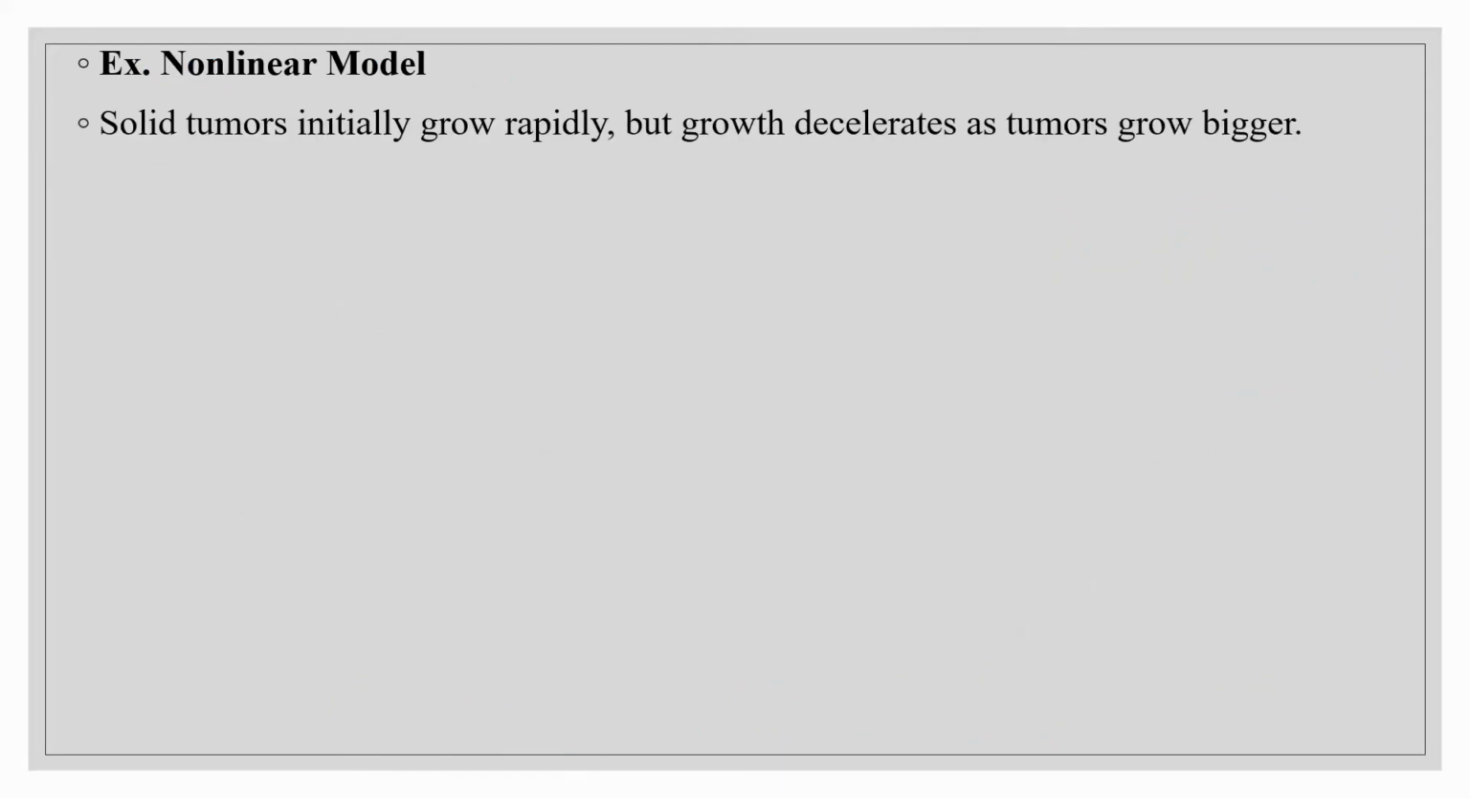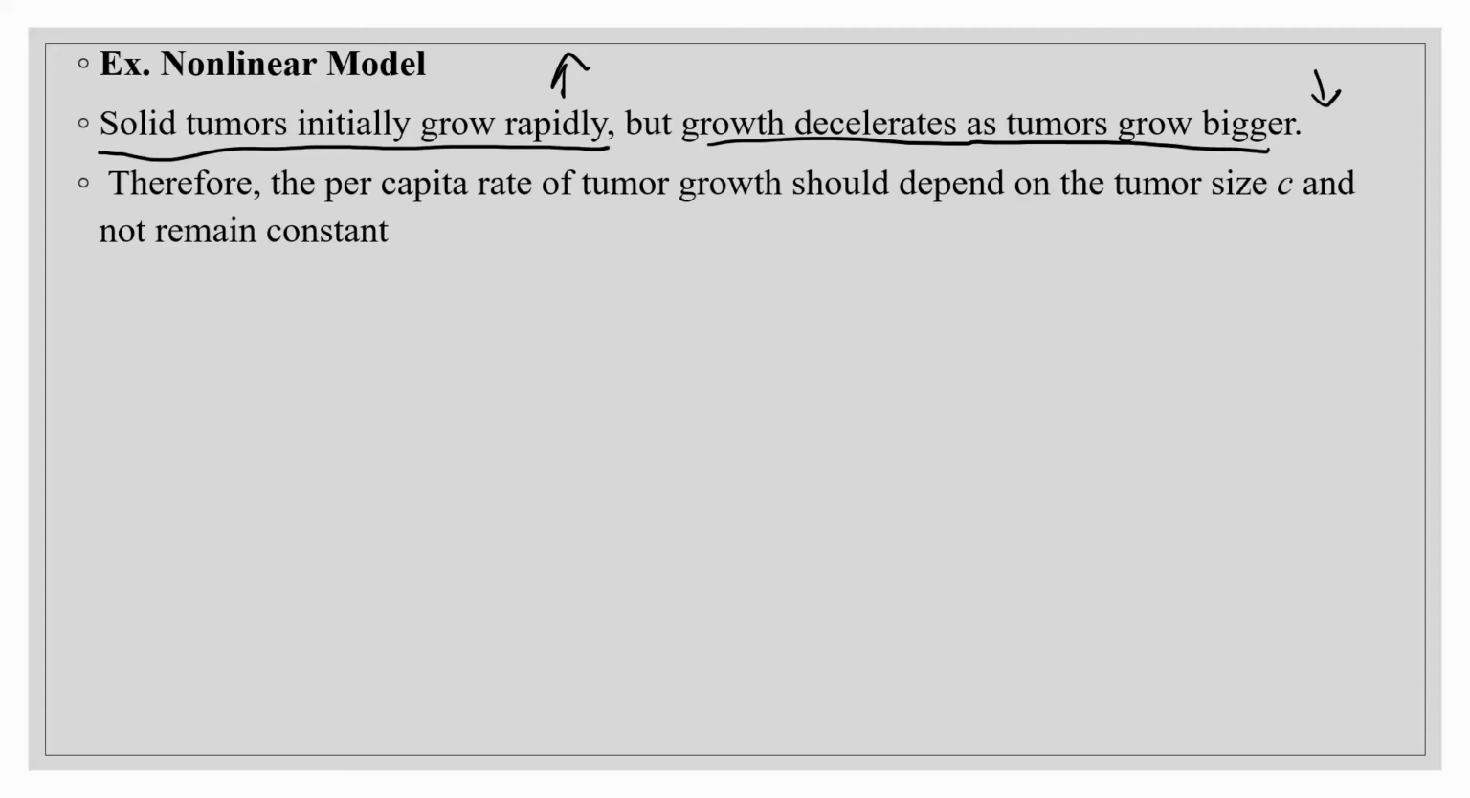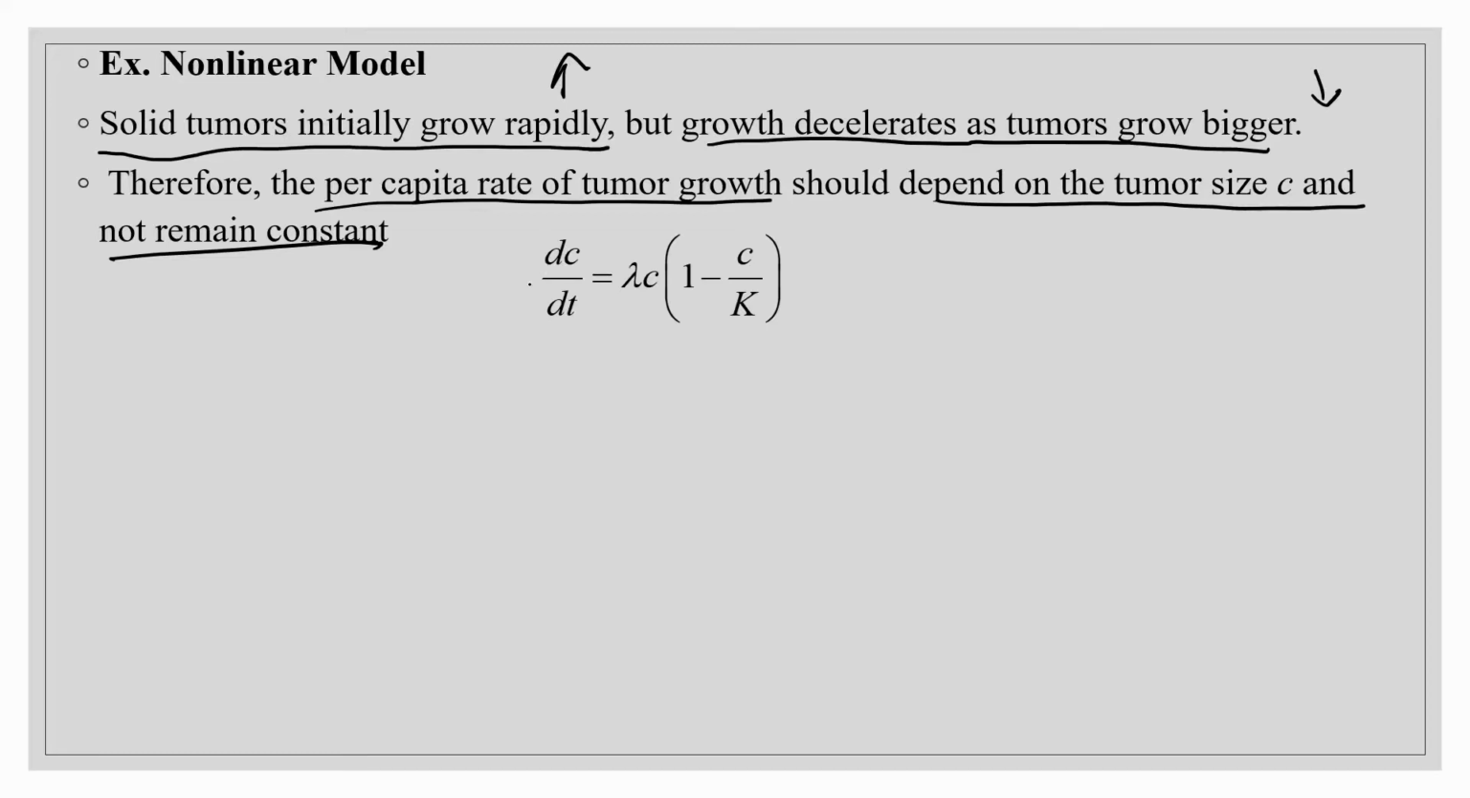Now if we talk about a non-linear model, we will extend this model. As you know, solid tumors initially grow rapidly, but they decelerate as the tumor size grows bigger. When the tumor size becomes bigger, the growth rate begins to decelerate. Therefore it is more realistic to consider that the per capita rate of tumor growth depends on the tumor size, and it is not constant. So we can model it like this: dC/dt, where C is the concentration of the tumor.